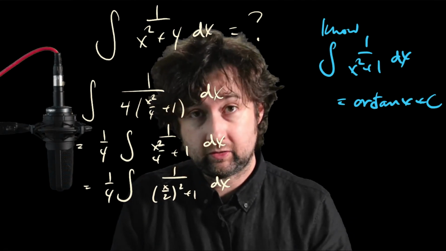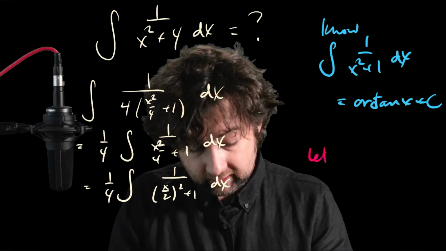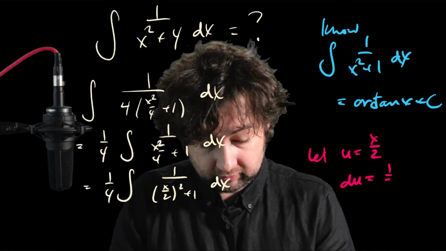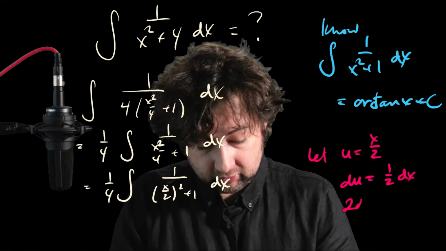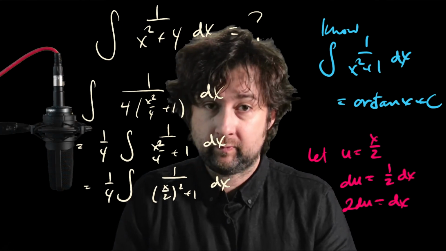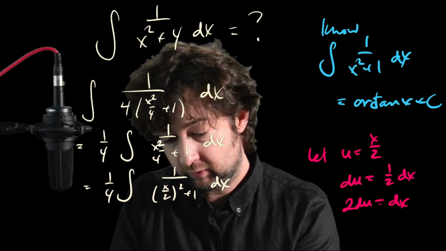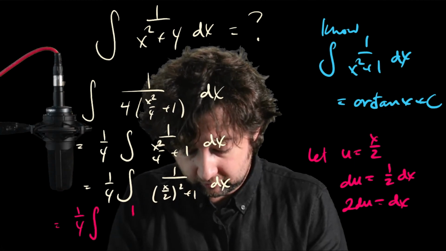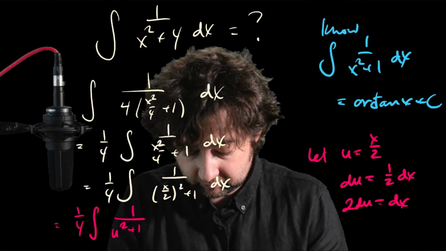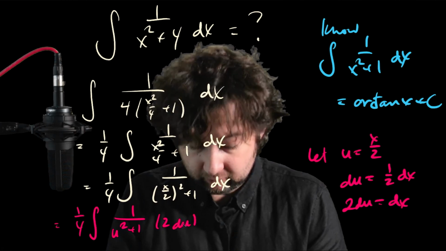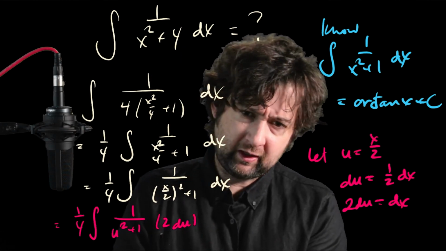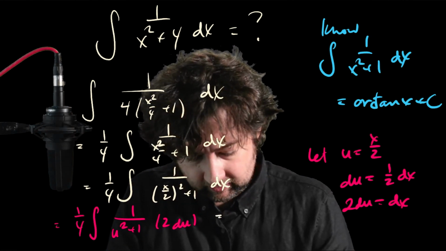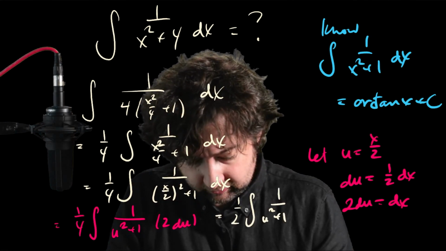Now what I can do is use a u substitution to finish this up. Let u be equal to x over 2 so that du is equal to 1/2 dx, so that 2 du is equal to dx. And when I make that substitution, what the integral turns into is 1/4 of the integral of 1 over u squared plus 1 times 2 du. And I can take that 2 and pop it out here with the 1/4, and that integral becomes 1/2 times the integral of 1 over u squared plus 1 du.